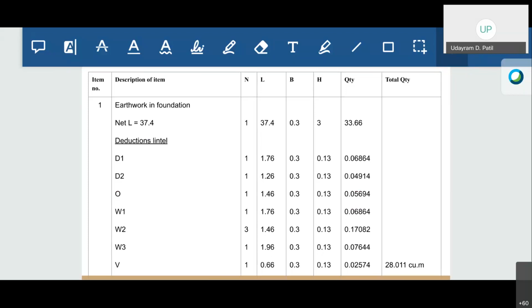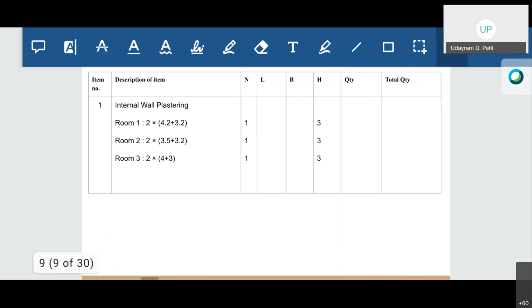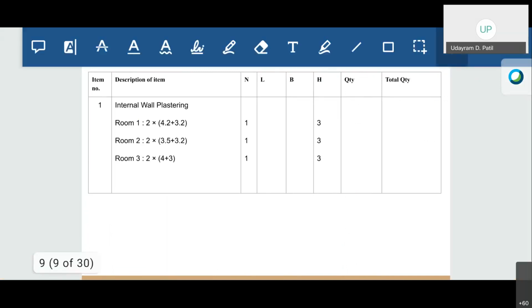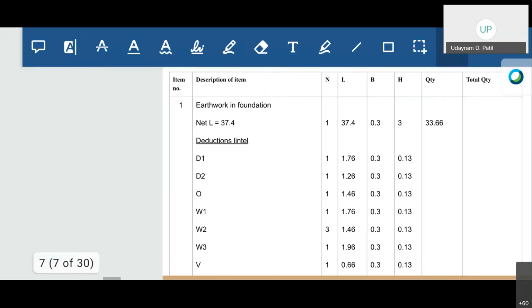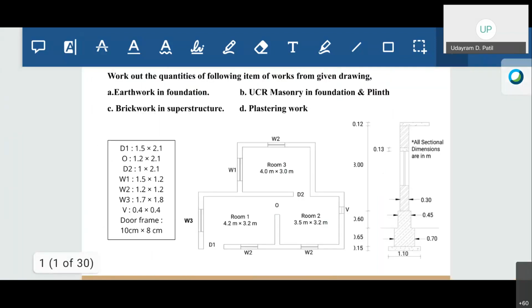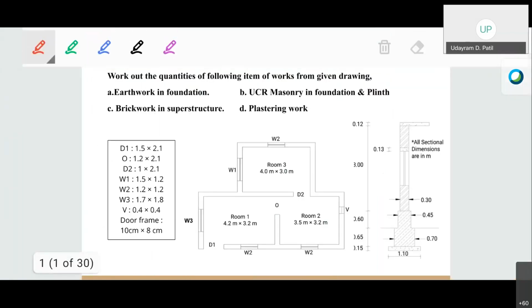So calculate the particular value, moving forward. Next is the internal wall plastering. Again, for internal wall plastering, calculate the perimeter of each room, multiplying with the height of that particular room, that will give us the internal wall plastering.